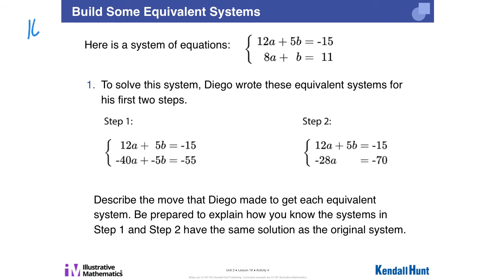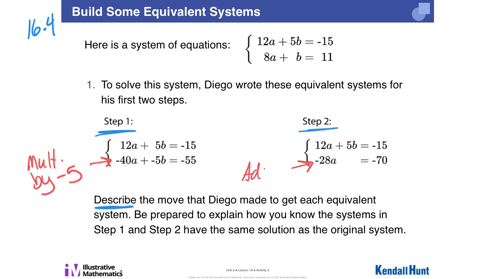The next one with 16.4, we're just going to do the very first part of this section. We start out with this system of equations, and Diego did this in step 1 and this in step 2. Your job is to describe what he did in each step. In step 1, it looks like he multiplied the second equation by -5. And why he chose -5 would be because then it makes it easier to eliminate this variable just by adding the two equations together. And that's what he did over here to get this equation, was he added the two equations together.